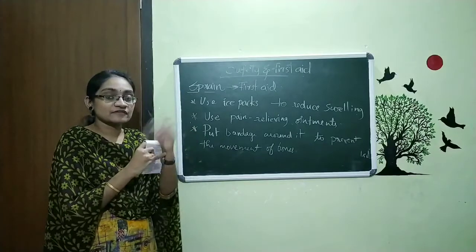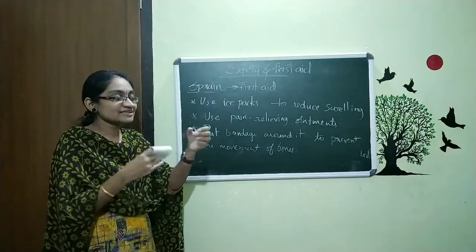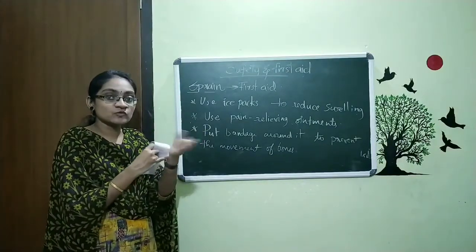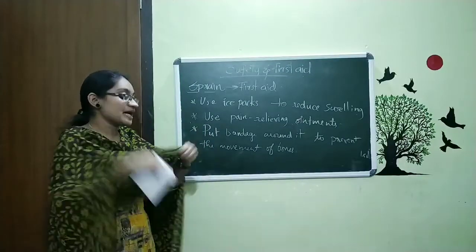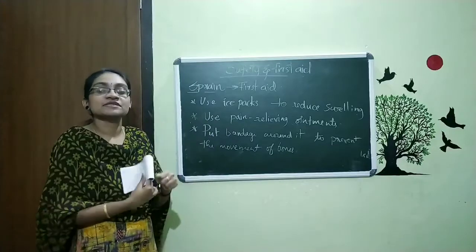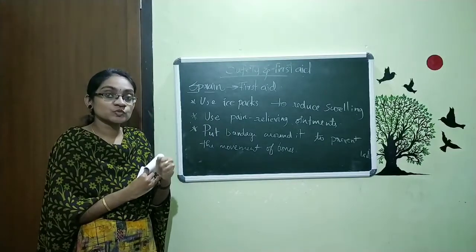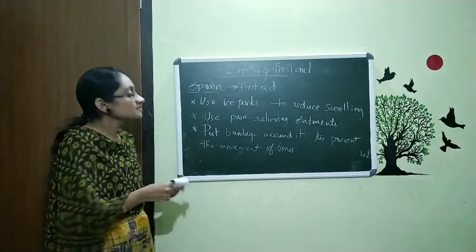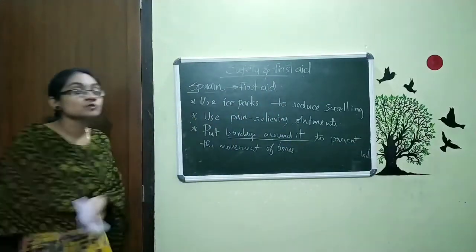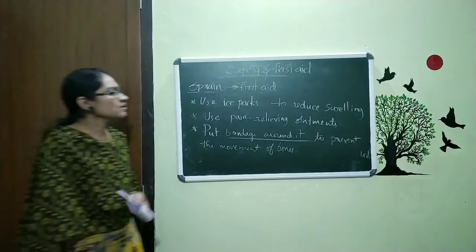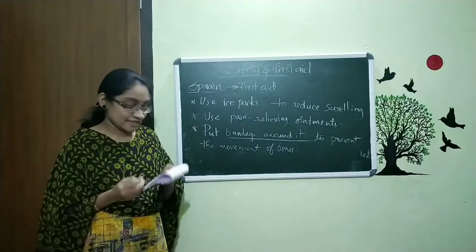If we just leave the affected region, what happens? It will move freely to all sides. So, when we put a bandage on this, what happens then? It is unable to move. That's why we use the bandage around it, to prevent the movement of the bones. So, this is about the sprain.